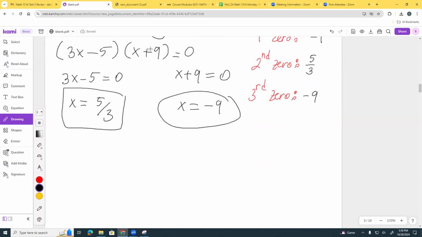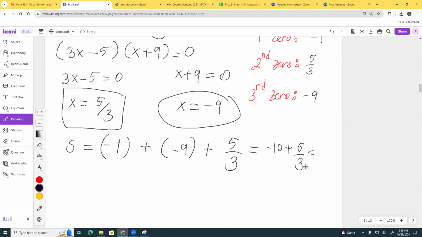So the last step: S will be the sum of these 3 numbers. We need to add the negative 1 with negative 9, and I need to add them with the third zero, which is 5 over 3. If I add these whole numbers first, that's negative 10. And I need to add this with the fractional zero, which is 5 over 3.